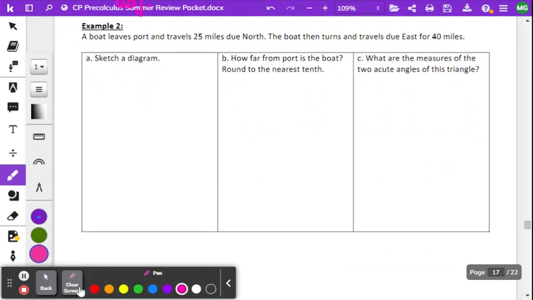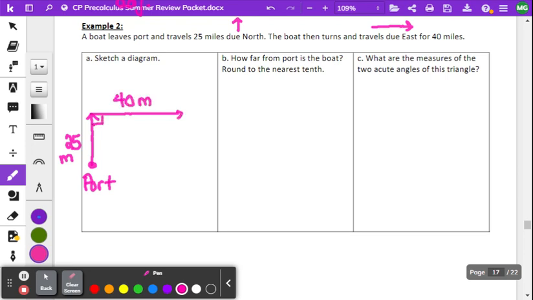Okay, example 2. We have a boat leaving a port, traveling 25 miles due north. And then it turns and it travels due east for 40 miles. So we're going to draw ourselves a diagram. This is the port. It went 25 miles due north. So we'll make sure to label that 25 miles. It then turned and went 40 miles due east. We know that that makes a right angle, doesn't it? North and east are perpendicular.